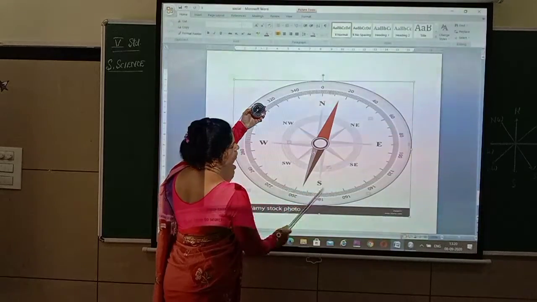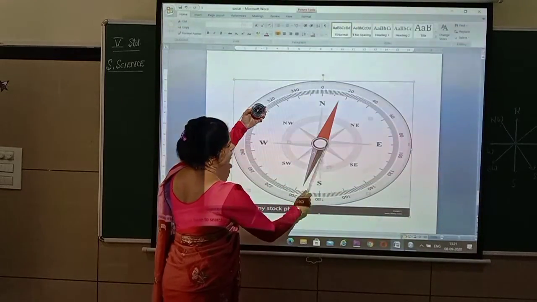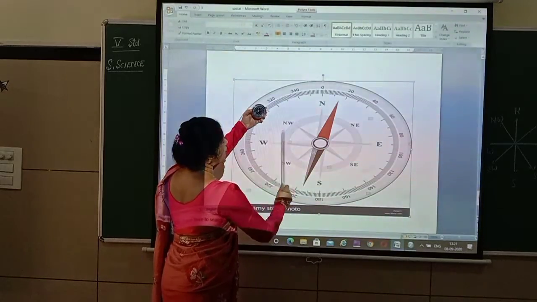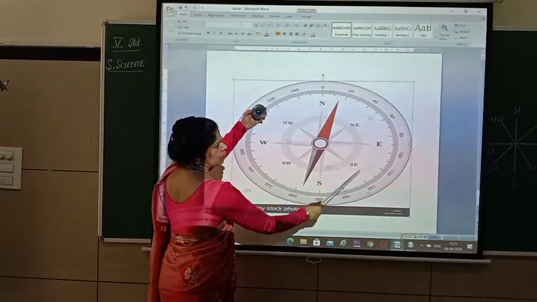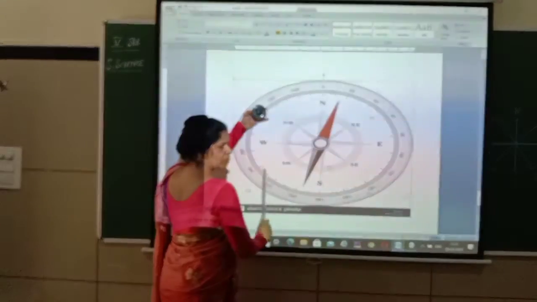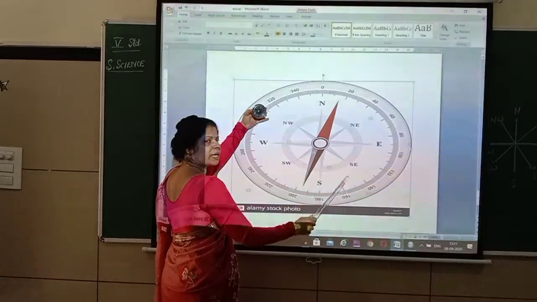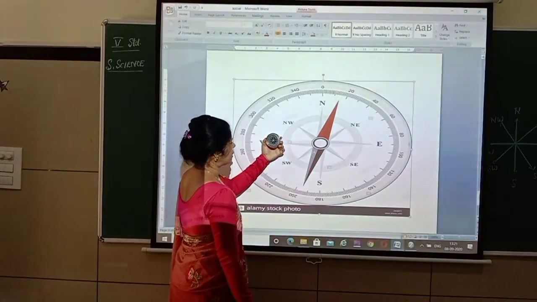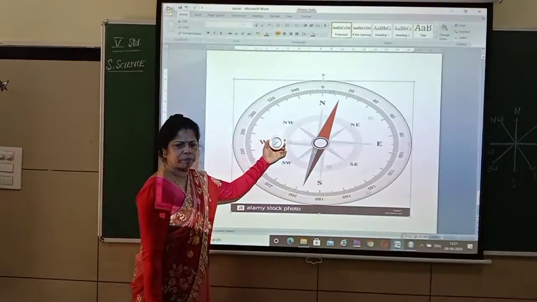Between south and east it is southeast. Between south and west is southwest. And between north and west it is northwest. So totally there are 8 directions, 4 cardinal directions and 4 sub-directions. In sub-directions again there are some more sub-directions that we will be seeing when you come to higher class. Did you understand now? This is about the compass.